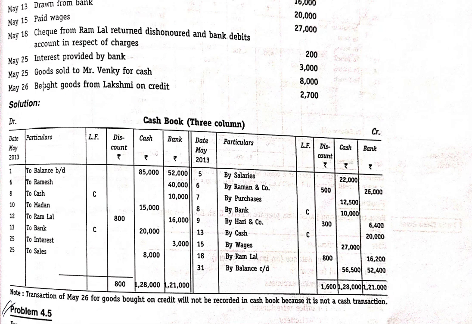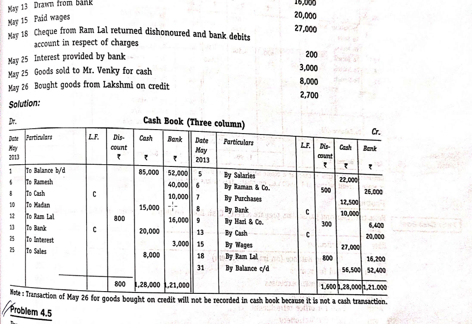Now bought goods from Lakshmi on credit. On credit means this transaction, should we record it or not? We should not record it because it is on credit. So credit we should not record in the cash book. So we have to write in the note that the transaction of May 26th, goods bought on credit, will not be recorded in the cash book because it is not a cash transaction. It is a credit transaction. So that should not be recorded in the cash book.